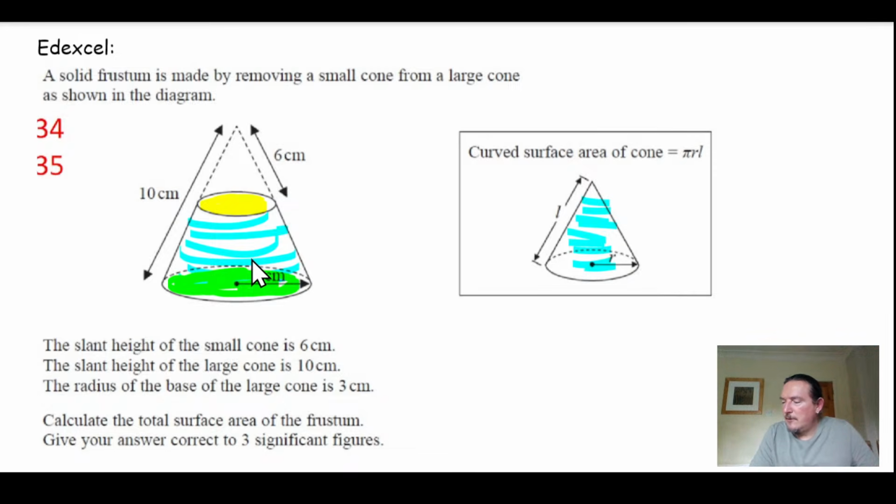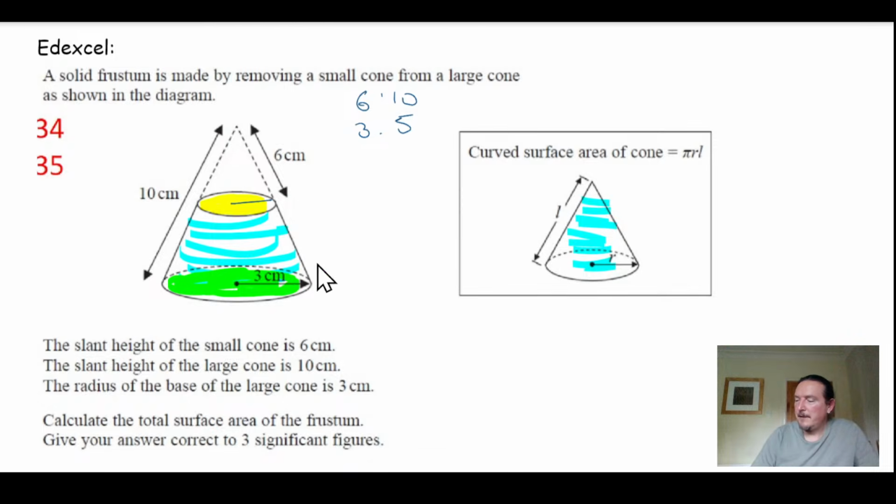Now, the other thing that we can do with these questions on frustums is that the little ghost cone that we cut off the top is mathematically similar to the one at the bottom. Because we know the slant height of the big cone is 10 and the slant height of the little cone is 6, that means they're in the ratio of 6 to 10, which is the same thing as 3 to 5. So we should be able to work out the radius of the small cone, because it's going to be 3/5 of the big one.